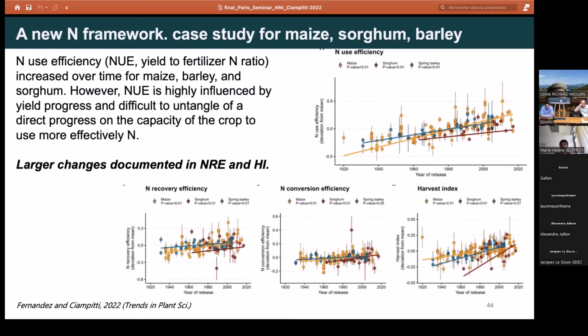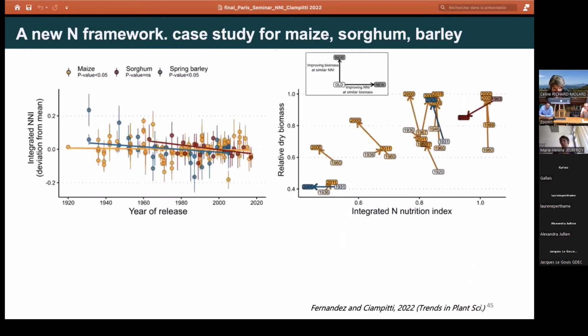So recovery seems to be going up in maize over time, and a similar situation is for harvest index, and similar is for barley, and then lastly for sorghum. So the changes in the conversion efficiency are very minor over time. But again, is this the best way to calculate and to demonstrate the progress of nitrogen use?